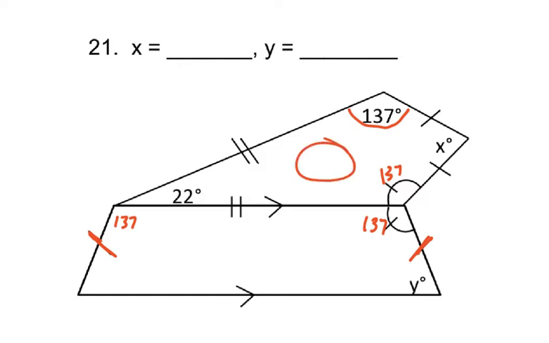In the kite, it adds up to 360 on the inside. So we got 137 plus 137, whatever that is. That's 274. And then we subtract from the 360. So the missing x is going to be 64.